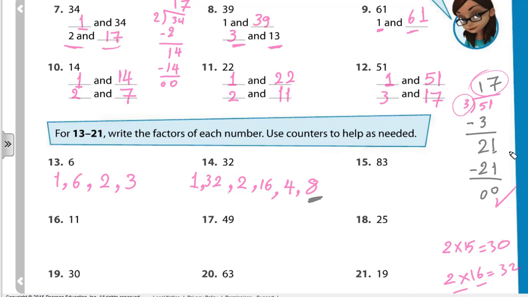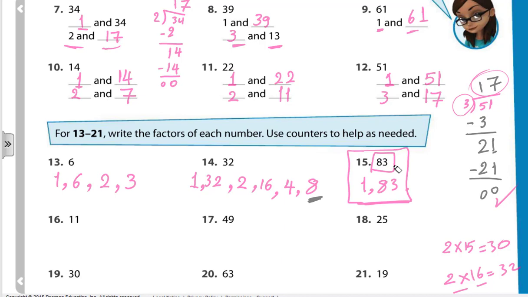Okay. The next one, 83. Wow, this is a very big number. Of course 1 and 83. And I will surprise you, my heroes, to tell you that that's all. 1 and 83 only. If you can find any two numbers that you can multiply to get 83, please tell me. So I have two factors only for 83.